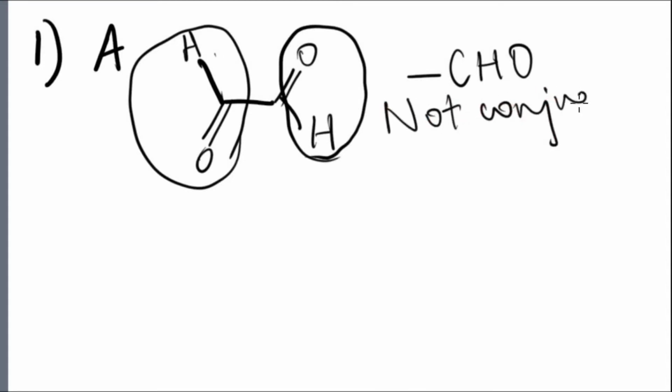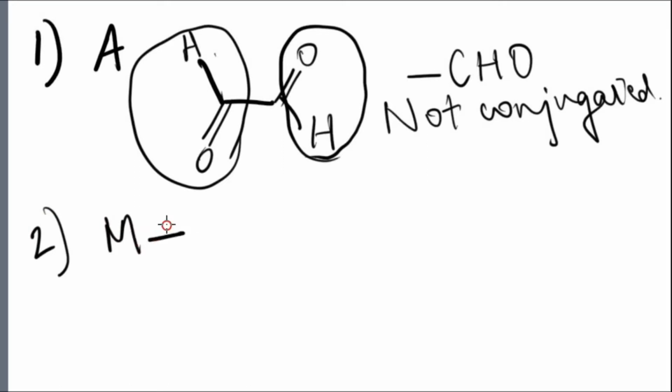The second question was whether the phenyl group is mesomeric positive, negative, or inductive. So the answer is mesomeric positive. Why? Because the hydroxyl group attached to the benzene ring is electron donating. It pushes the electrons towards the structure.